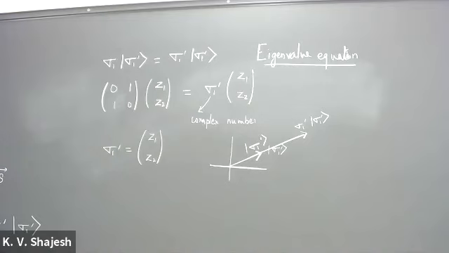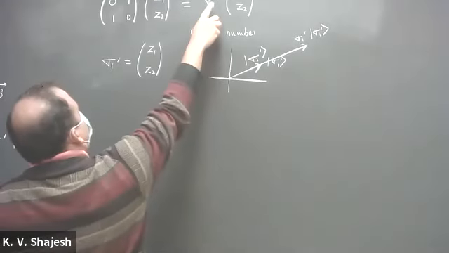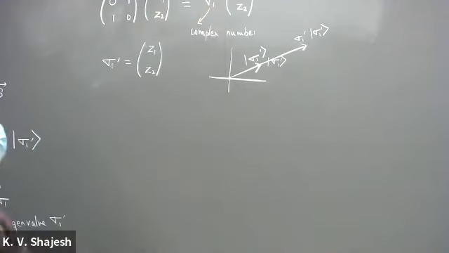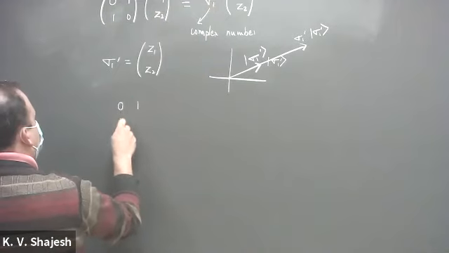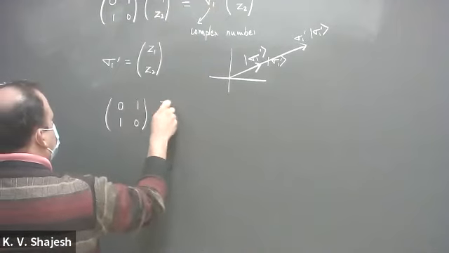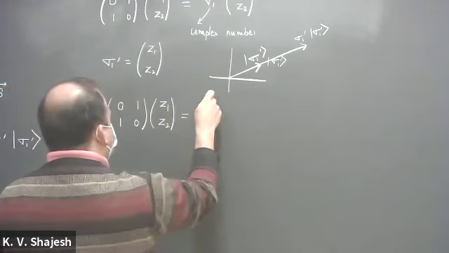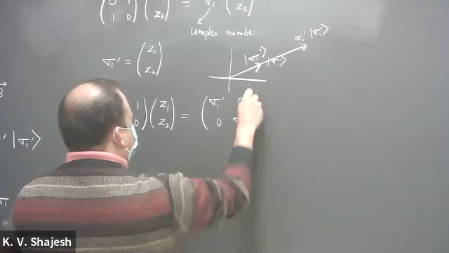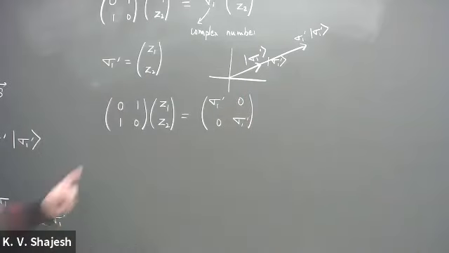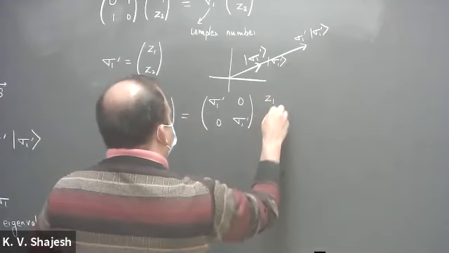So let's find this, correct? If we want to find this, how do we go about it? So again, let's go back to this. We are interested in finding the sigma 1 prime. So I'll say this is 0, 1, 1, 0 times Z1, Z2 is equal to sigma 1 prime. I can write this as sigma 1 prime 0, 0, sigma 1 prime, right? If I want to write a number with a matrix, I just multiply it with an identity matrix, right? So times Z1 and Z2.